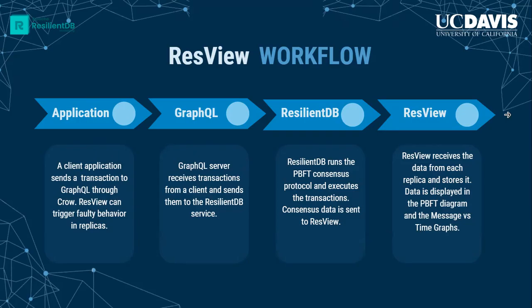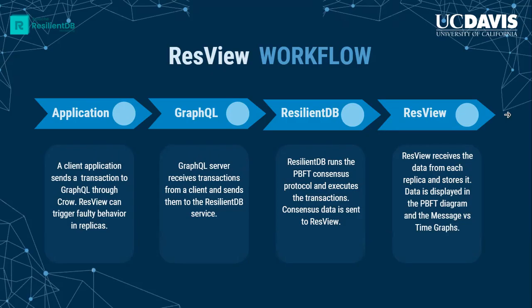What happens in the actual ResView workflow? From beginning to end, what happens? Well, first off, there are a number of settings that you can set with ResView before you even send a transaction. You can set replica 1 or replica 2 to faulty. You can also set the key-value pair that you're going to send.